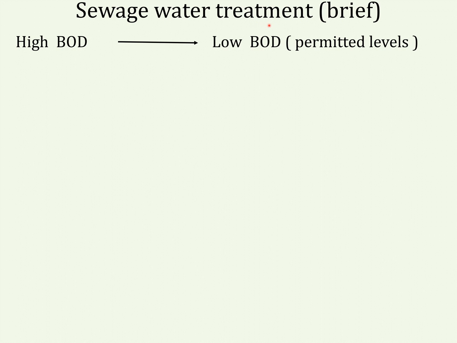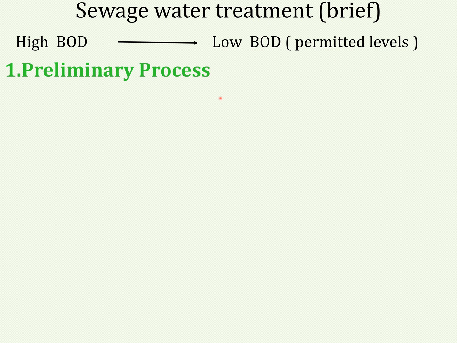Well, here we are going to discuss 4 steps of sewage water treatment. Step number 1, preliminary treatment process. Step number 2, primary treatment. Step number 3, secondary treatment. And step number 4, tertiary treatment. I repeat: preliminary treatment, primary treatment, secondary treatment and tertiary treatment. Now let's have a look at the preliminary treatment.